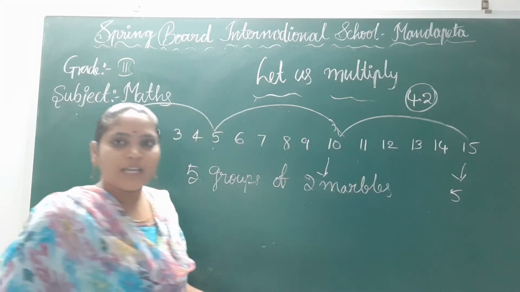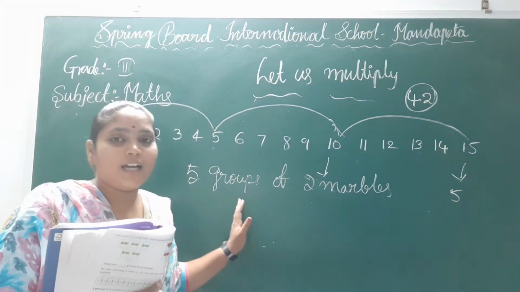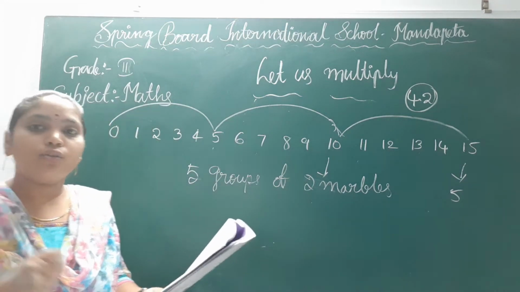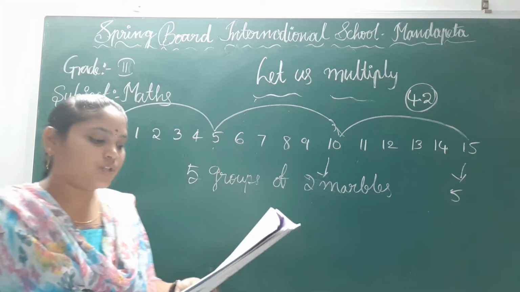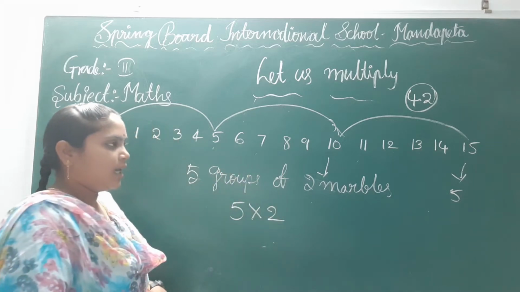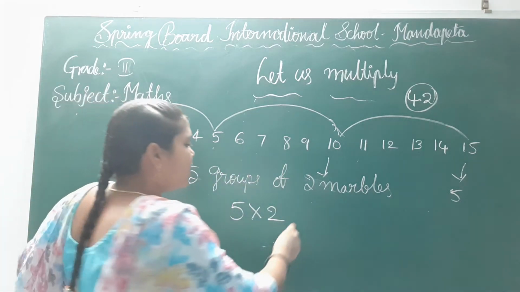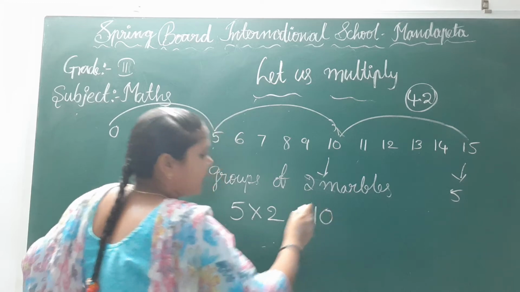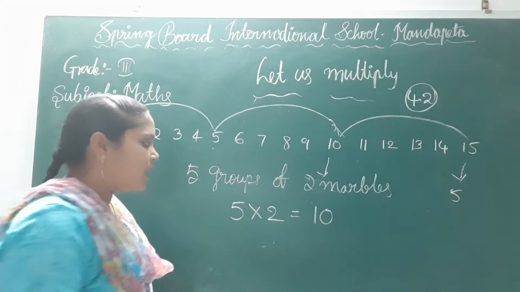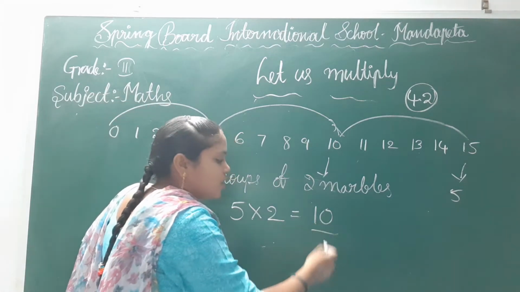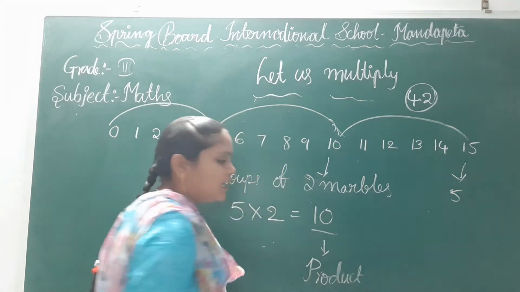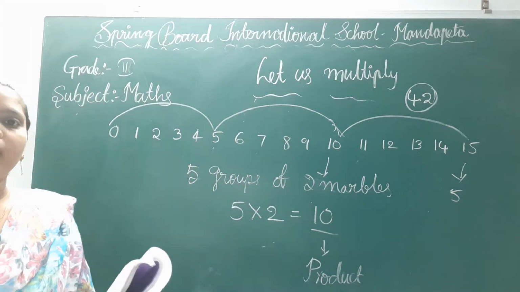So 5 groups, and each group has 2 marbles. How to represent this in multiplication, children? 5 into 2. Okay, 5 into 2 is equal to 10. Okay children, 5 2s are 10. So here this is the answer, and this is called the product. The answer to a multiplication sum is called the product.